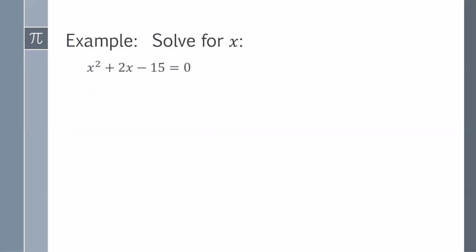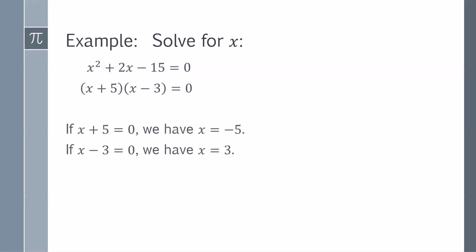Another example, x squared plus 2x minus 15 equals 0. Two numbers that multiply to negative 15 but add to 2 are positive 5 and negative 3. So (x plus 5) times (x minus 3) has to equal 0. If x plus 5 is equal to 0, then x is negative 5. If x minus 3 is equal to 0, we have x is equal to 3.